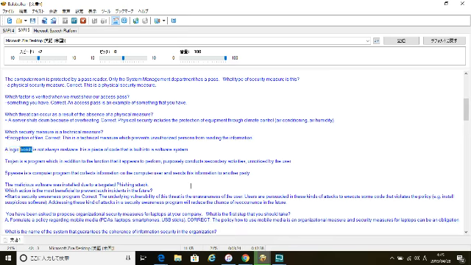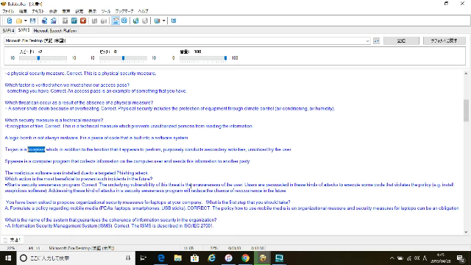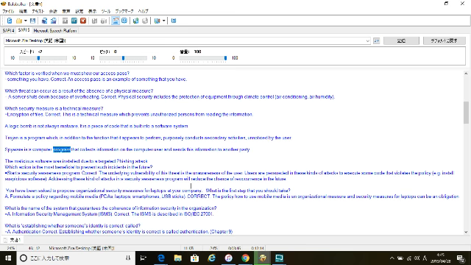A logic bomb is not always malware. It is a piece of code that is built into a software system. Trojan is a program which, in addition to the function that it appears to perform, purposely conducts secondary activities, unnoticed by the user. Spyware is a computer program that collects information on the computer user and sends this information to another party.